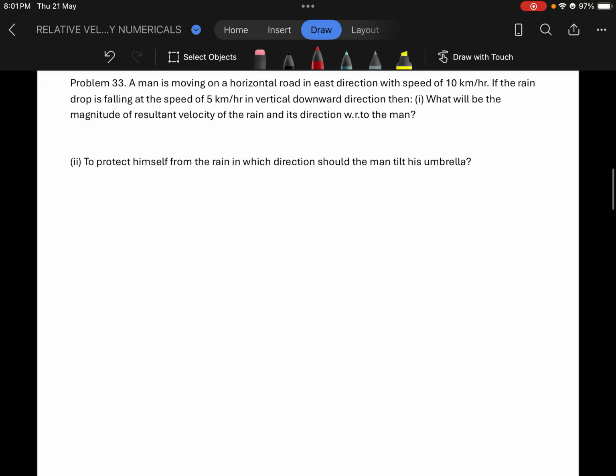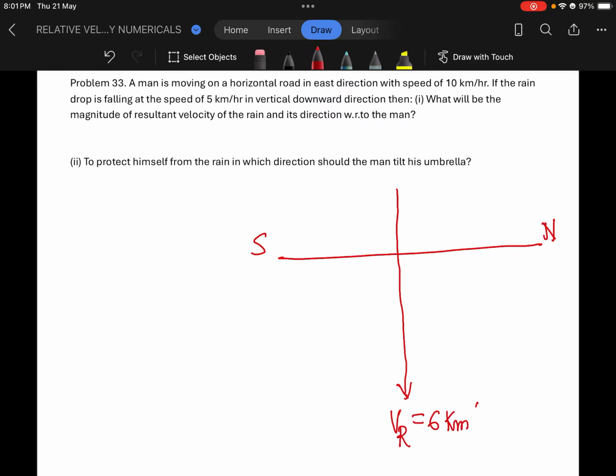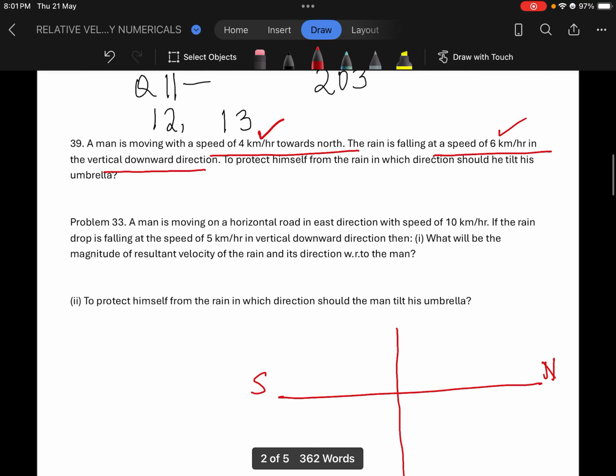So see here, you take this direction as the north direction. This is the south. And this is the vertically downward direction. Rain is falling in this direction with the speed of 6 kilometer per hour. And the man is moving in what direction? The man is moving, here you can see, 4 kilometer per hour towards north. Means this is the direction of motion of the man.